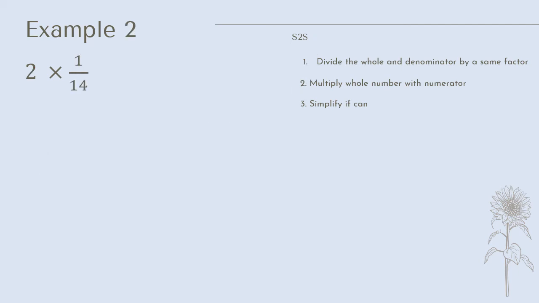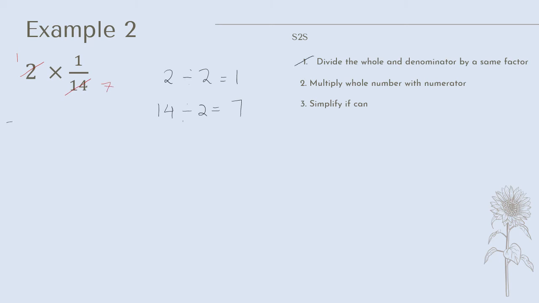Example 2, 2 wholes times 1 out of 14. Step 1, divide the whole and the denominator by a same factor. So 2 and 14, obviously a common factor between them is still 2. So you are dividing the whole by 2. 2 divided by 2 gives us 1. So this changed to 1. Next, 14 divided by 2 gives us 7. So this becomes 7. So that is step 1.